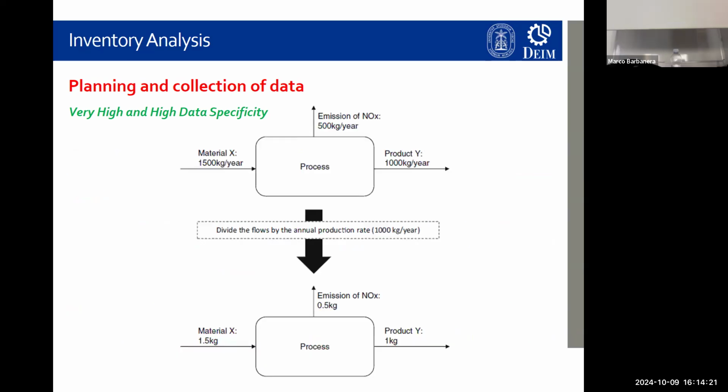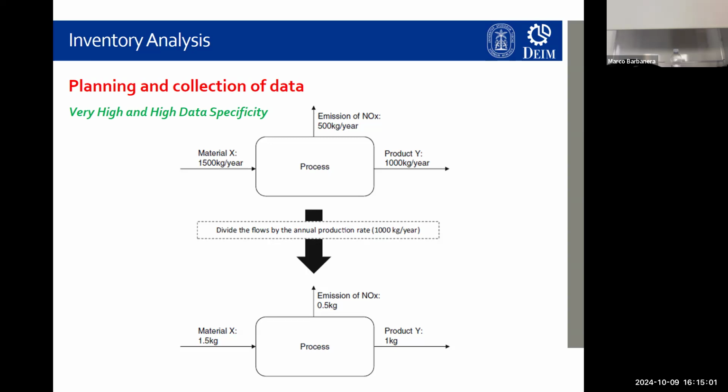For example, a typical situation is reported in this slide. We have a unit process for which we have defined, I don't know, the consumption of material X, 1,500 kilograms per year. We have calculated the amount of emission of nitrogen oxides, 500 kilograms per year, and as output we have the product Y, 1,000 kilograms per year.